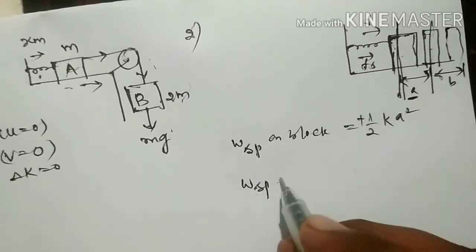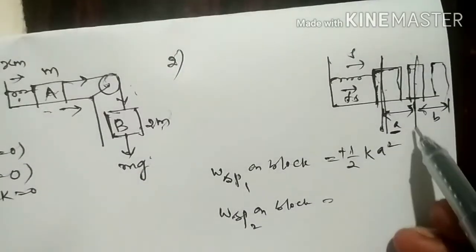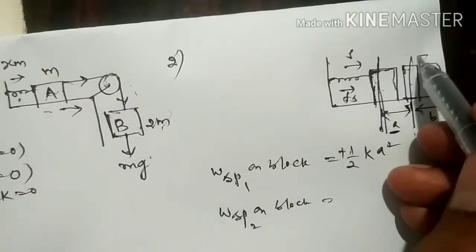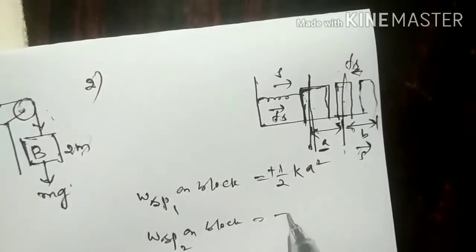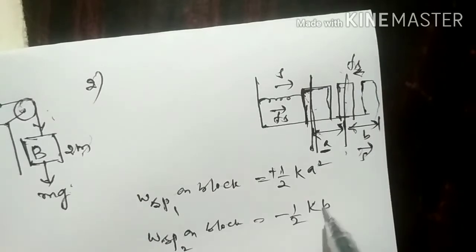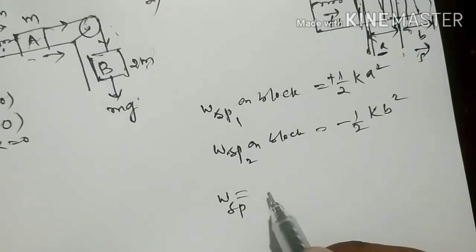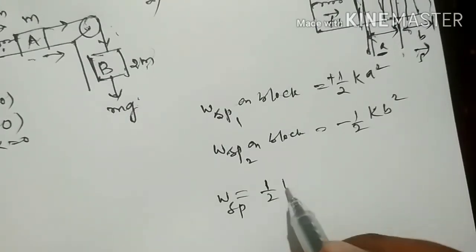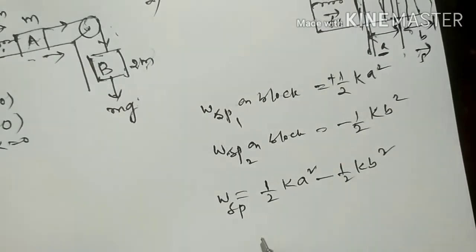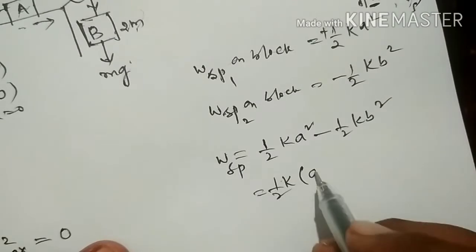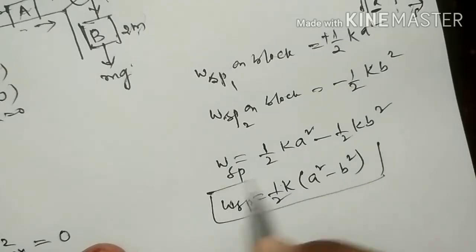Again, the work done by the spring on the block. So this is 1 and this is 2. Once it has crossed the equilibrium position, the spring force is acting in the opposite direction and the displacement is in this direction. So it will be half k b square. So the total work done by the spring on the block is half k a square minus half k b square. So you can write half k into a square minus b square.